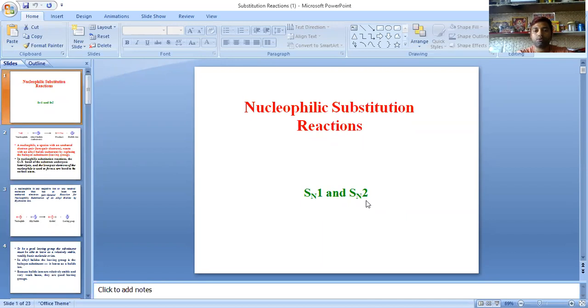SN1 stands for substitution nucleophilic unimolecular. SN2 stands for substitution nucleophilic bimolecular. So we are going to discuss these two nucleophilic substitution reactions, SN1 and SN2. Understood?